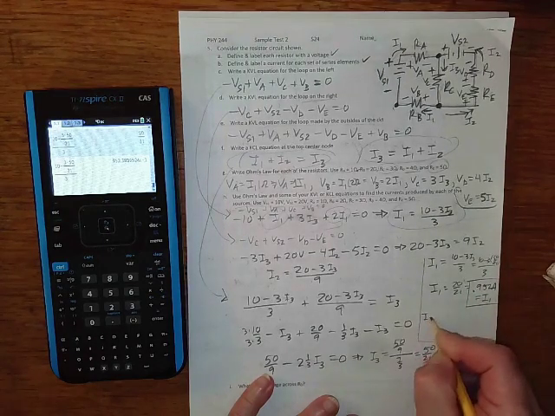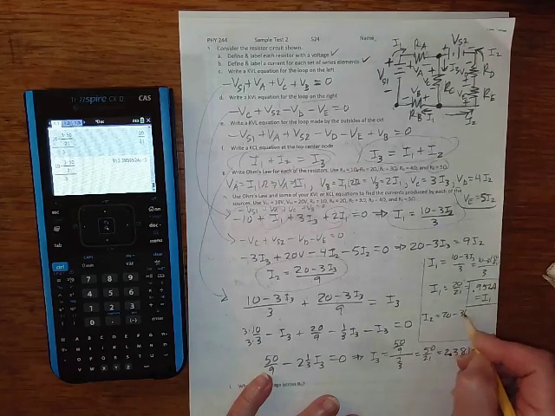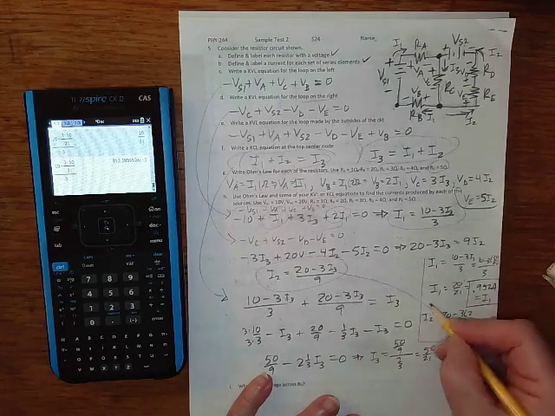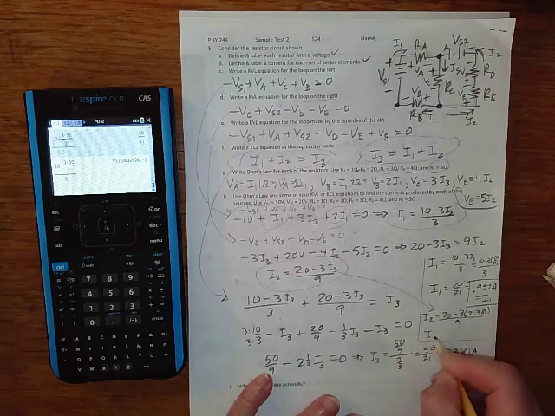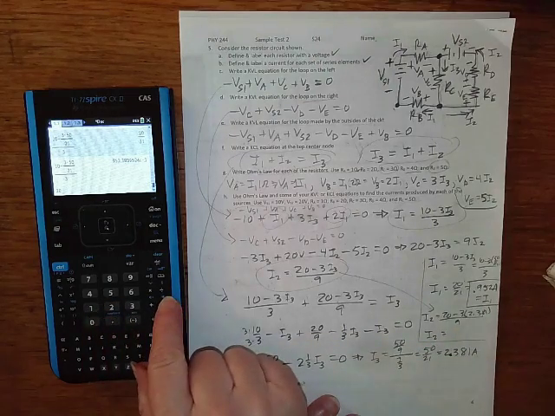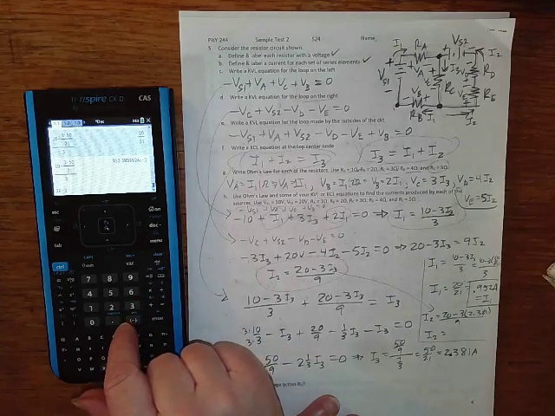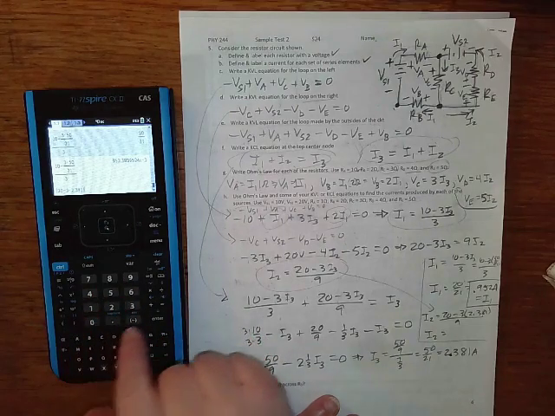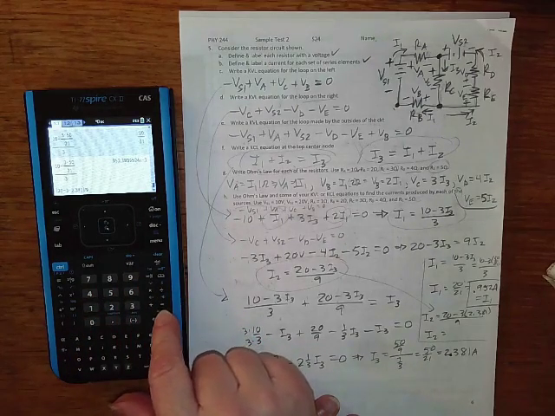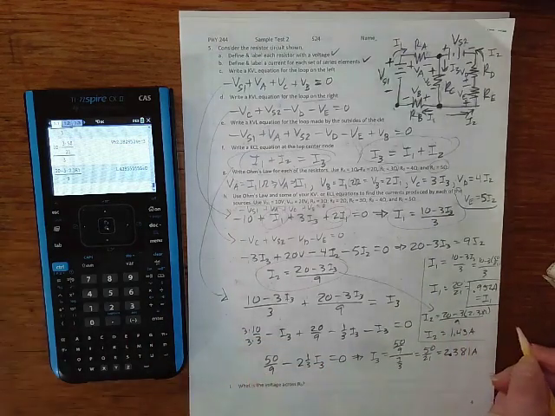And then I2 is 20 minus 3 times I3, which is 2.381, all that divided by 9. I2 equals 20 minus 3 times 2.381, all of that divided by 9, 1.43 amps.